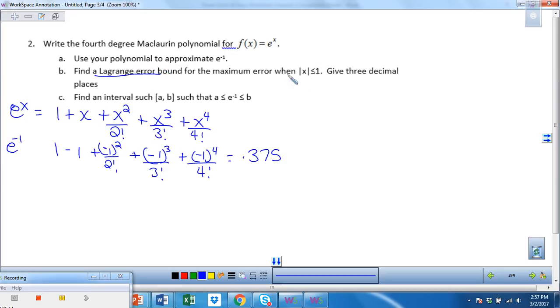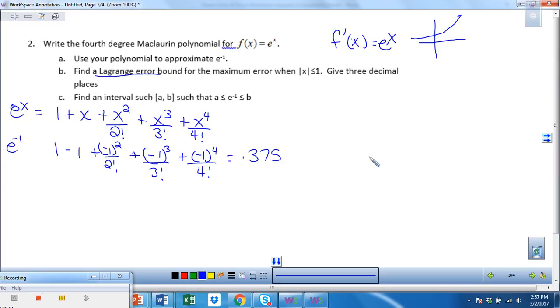Now, one of the first things you may notice for Lagrange is that, okay, I know n because I used a 4th degree, so I know n is 4. I know x is 1, c is 0 because I'm doing it around the center. So I know that, but what I don't know is z, okay? I don't know what value of z is going to maximize the derivative. I do know that the derivative of e to the x is e to the x. I also know that e to the x is an ever-increasing function.